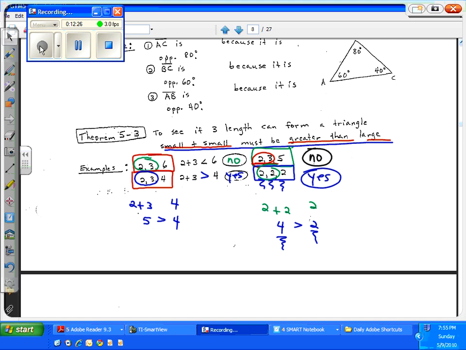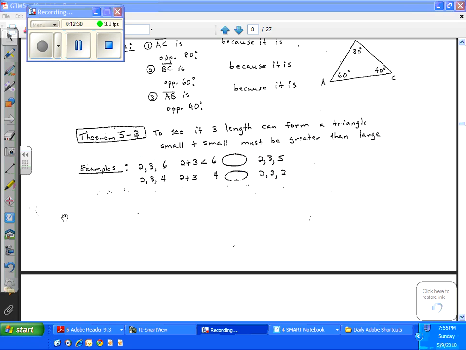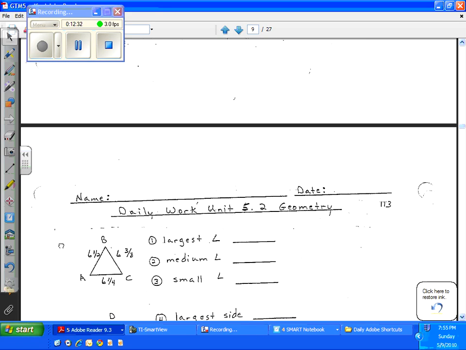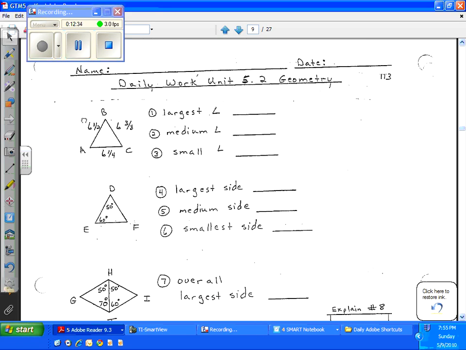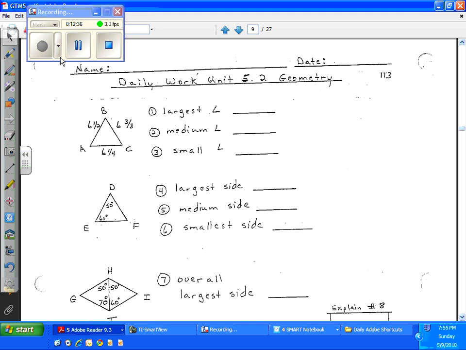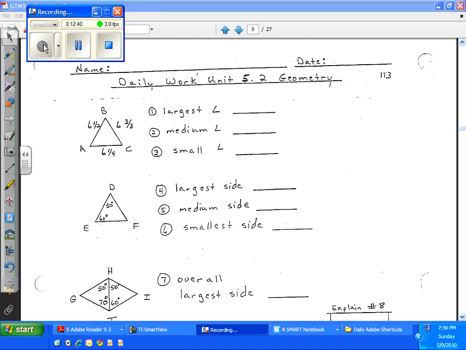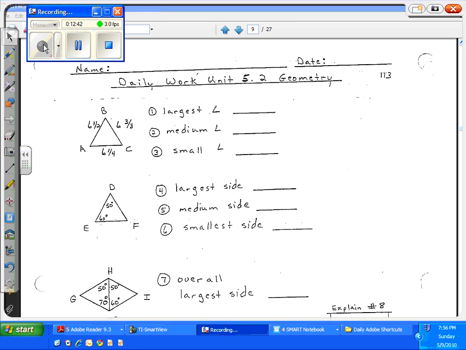Any questions on this lesson on inequalities in a triangle? Well, that brings us to the daily work, which we'll just continue the recording for. So daily work unit 5.2.